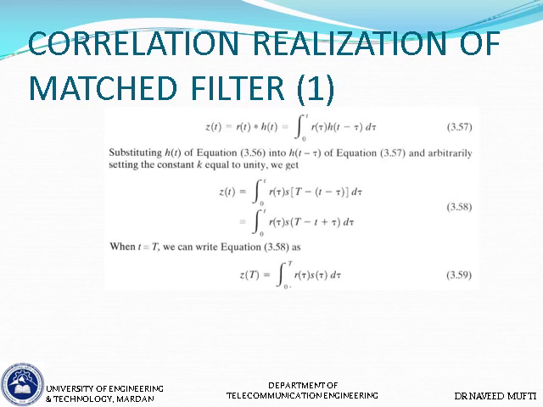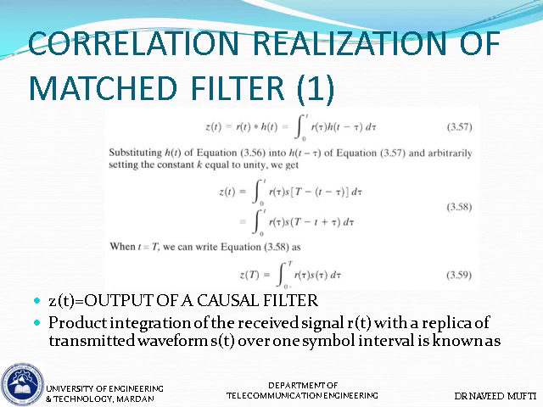So what is this? In all this derivation, just remember that Z of t represents the output of the causal filter. The final expression we have, Z of capital T, is the product integration of the received signal with the replica of the transmitted waveform over one symbol interval. This is what is called correlation. So this is basically the correlation of R of t with S of t.